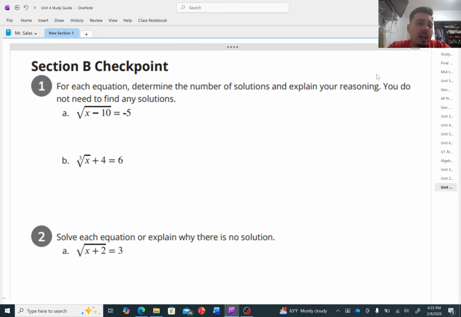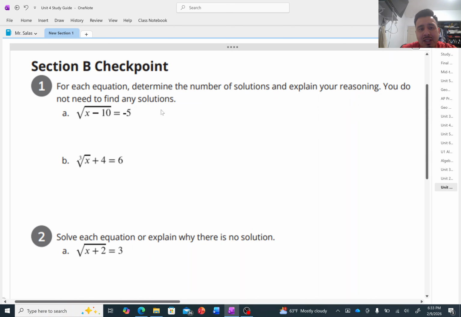We're going to be looking at section B, checkpoint. That's going to be our first part of our study guide. Let's start with question 1. For each question, determine the number of solutions and explain your reasoning. You do not need to find any solution, so we don't need to solve. We just need to tell them we have one solution, two solutions, or no solutions.